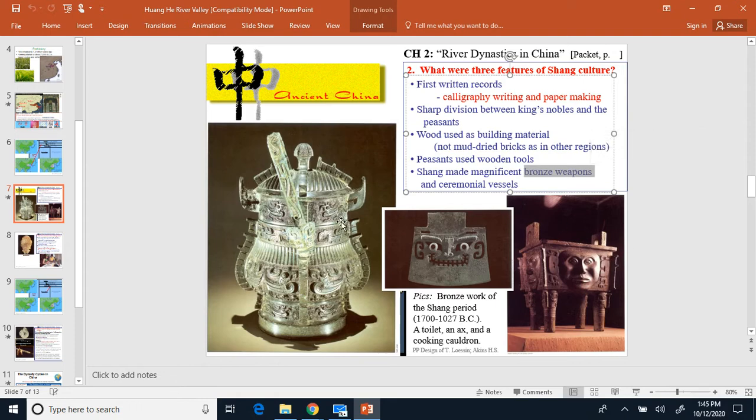You can see down here, these are a couple of pictures of this kind of stuff in this time period. On the left-hand side there, that's a cooking cauldron. In the very center, that's an axe. You can see it's got a nice happy face on it. And then on the right-hand side, that is a toilet. Kind of creepy, I guess, because it has a face on it. I don't really want to watch anybody watch me when I'm going to the toilet, but nonetheless.